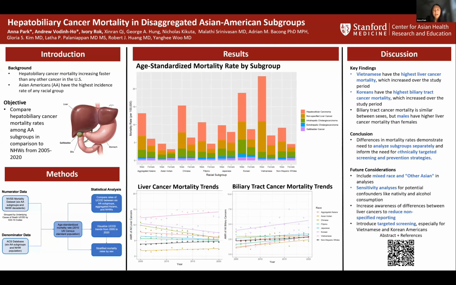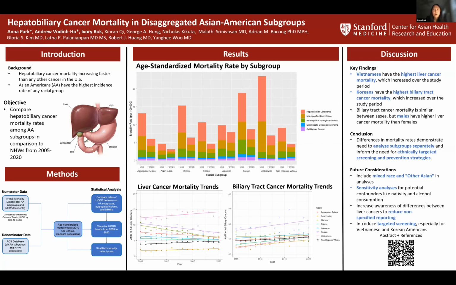As a little introduction and background, hepatobiliary cancer, which includes both liver and biliary cancers, and their incidence rates are increasing at a faster rate than any other cancer in the US. Disproportionately, Asian Americans have the highest incidence out of any racial group, and these mortality rates have not been disaggregated in previous literature. The objective of this study was to compare mortality rates among Asian American subgroups from 2005 to 2020 to inform racially targeted screening and intervention strategies.